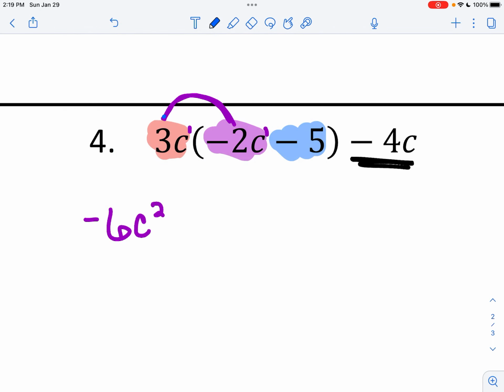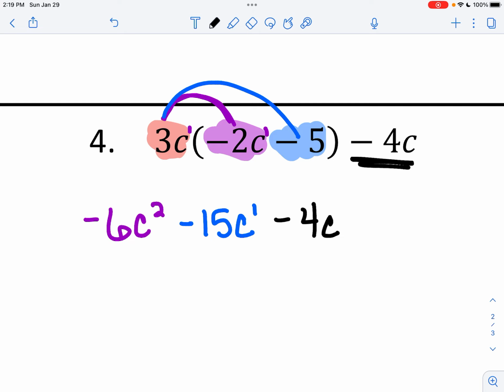Now I'm going to take this 3 times a negative 5, which makes negative 15. And because the 3 had a c, this has a c, but only to the first power because the 5 did not have a c. So it's only c to the first. And then I have that minus 4c behind.